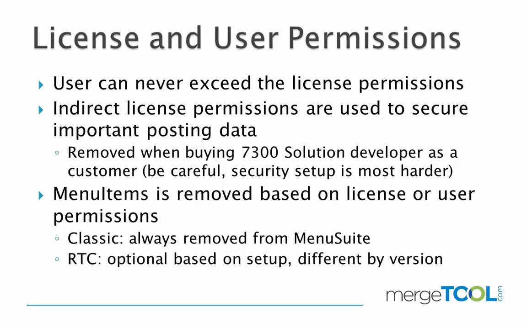The last thing is, I mentioned permissions as roles and access controls and so on. That's one thing that overrides everything else, and that's basically the license. A user can never exceed the permissions in the license. So if your license only gives you access to run the standard NAV application and not warehousing, just because you give the user super doesn't mean they can run warehousing. So these two things always work together. And the indirect permission, I actually use a lot to protect information inside NAV.